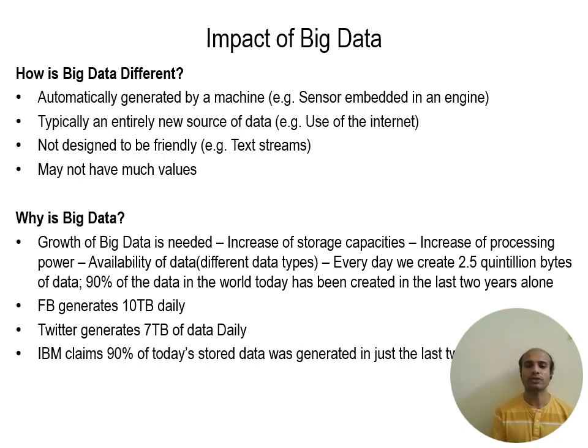It's automatically generated by a machine. For example, a sensor embedded in the engine. Typically, it's an entirely new source of data. Another example is use of the internet, which is not designed to be friendly, for example, text streams, so they will not have much value. So big data is going to be different in these cases.